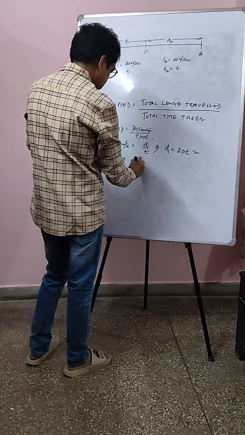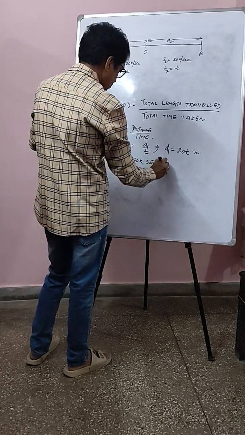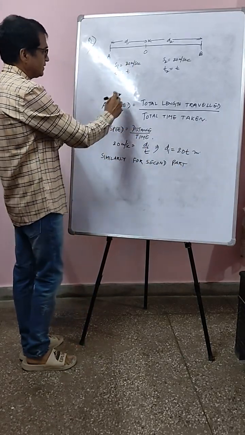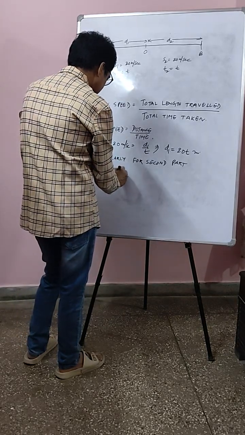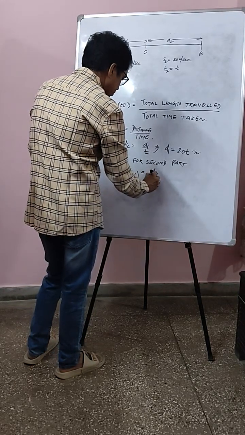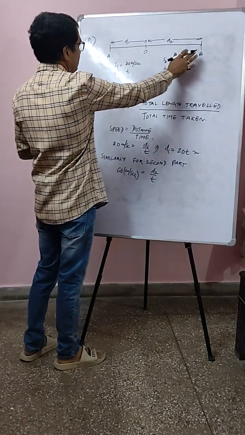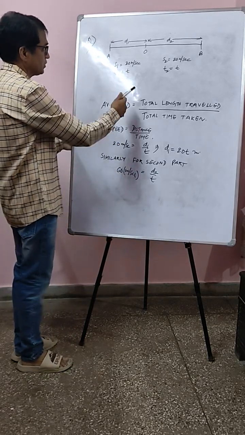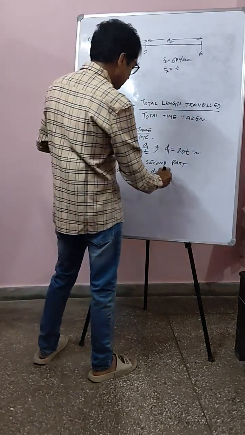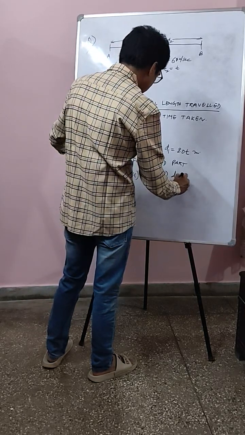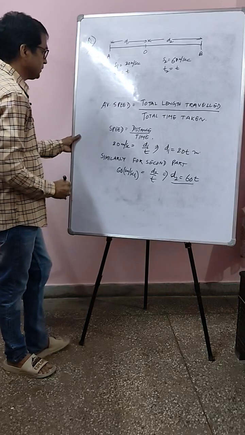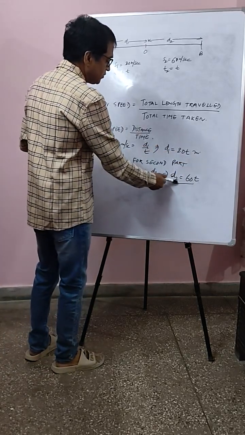Similarly for the second part OB, 60 meter per second equals D2 upon T, which implies D2 equals 60 T. So we have D1 equals 20 T and D2 equals 60 T.